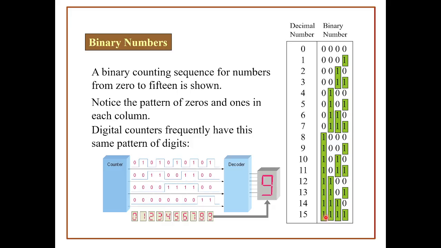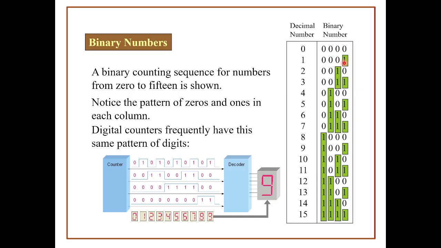So digital computers frequently have this kind of pattern for the numbers. So they have, you can see 0, 1. So we can have numbers in this direction to get a count. How to get this? For example, 0, you don't have any value, you put 0, 0, 0, 0. Number 1, so we have here 0, 0, 0, and 1 here.